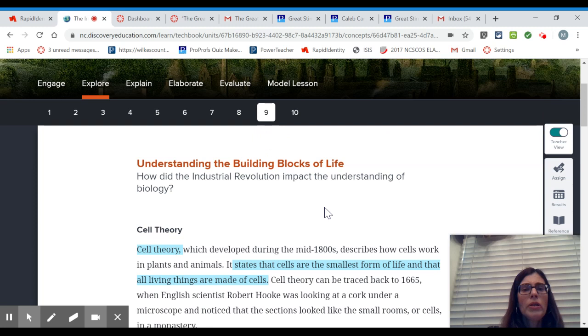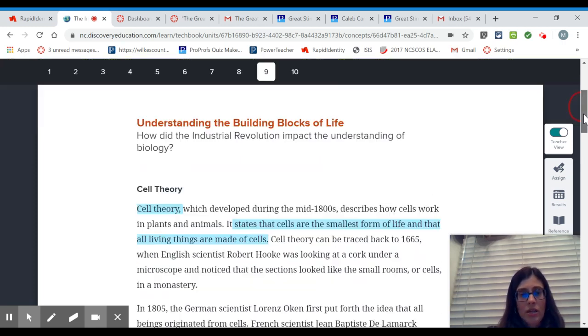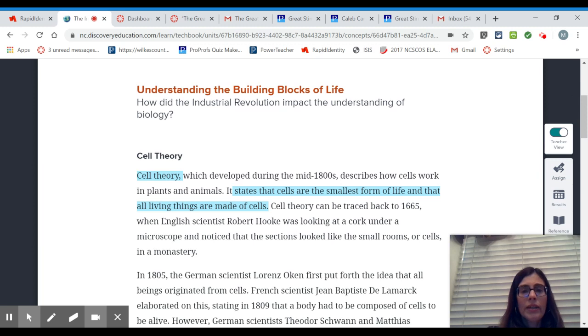Okay, so building blocks of life, of course. Again, this is all your sciencey stuff. And probably Miss Mergen should be teaching this, but it's in our social studies curriculum, so let's do it. First is the cell theory. Cell theory states that cells are the smallest form of life and that all living things are made of cells. So if you are living, you have cells.